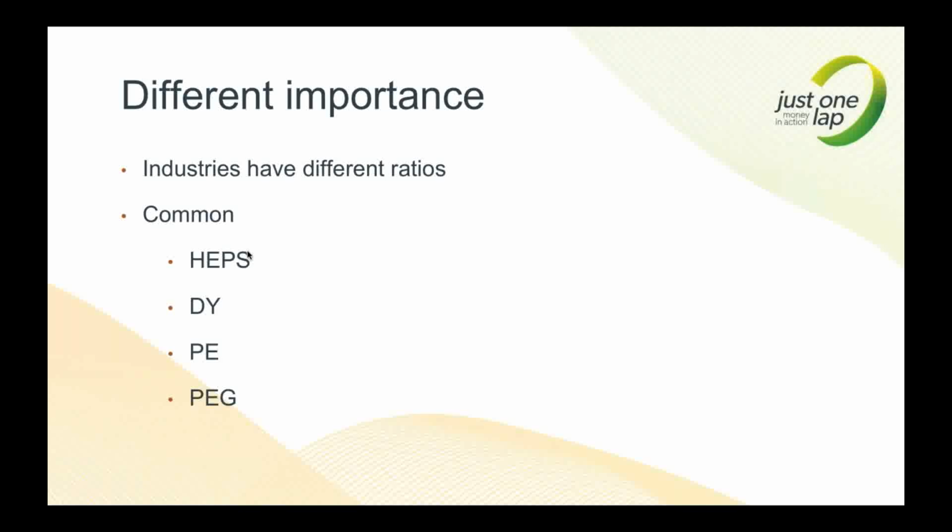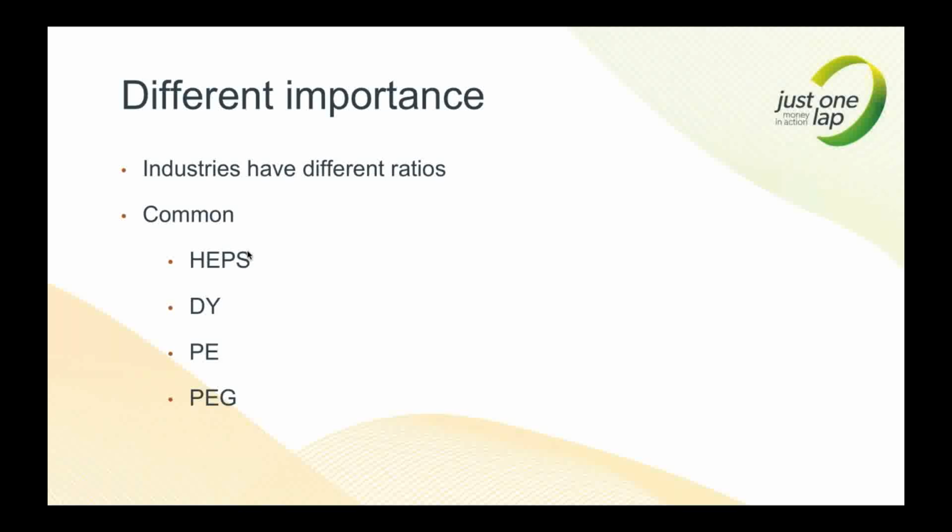If, say, your PE is 20 and your growth is only 15, that's a 1.33. Not great, but let's dig. But if your PE is 100 and your growth is 10, we have a problem. So it's rough and ready, but it works well. So: HEPS, dividend yield, PE, PEG.